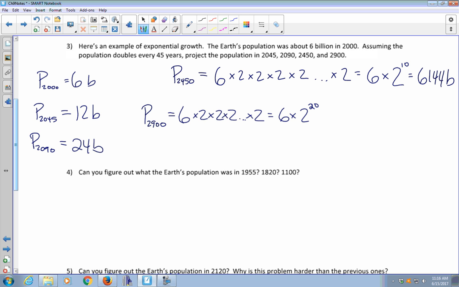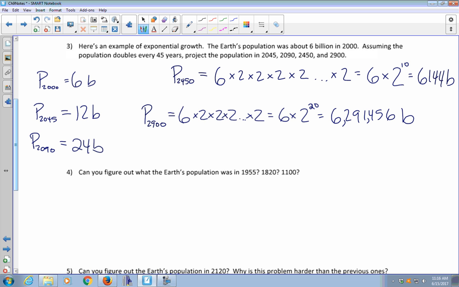Okay, so 2 to the 20th times 6 billion is, wow, 6,291,456 billion, so the 291 is trillion, so 6 quadrillion, 291 trillion, 456 billion people. A lot of people.